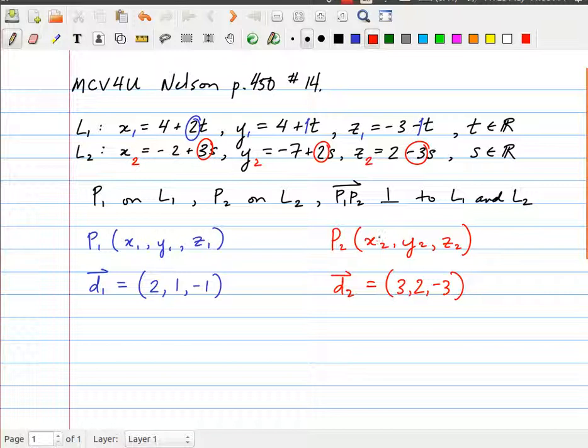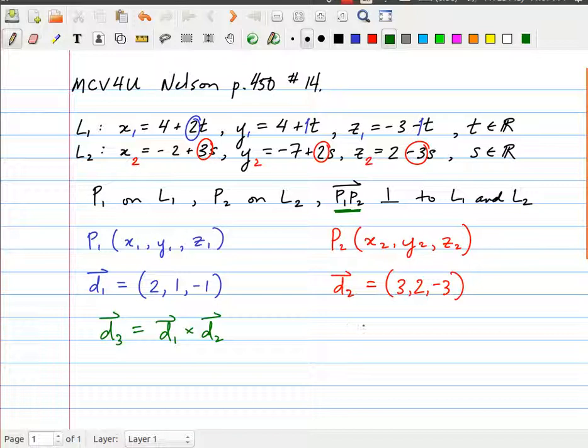So now that I've got my 2 points and my 2 direction vectors, what can I do with these 2 direction vectors? I am told that the vector from point 1 to point 2 is perpendicular to both line 1 and line 2. So when we think about something being perpendicular to two things at the same time, we should be thinking of the cross product. So I've got my direction vector 1, my direction vector 2, and my third direction vector. Now this is not going to be the vector p1p2, but it is going to be a direction vector that's parallel to p1p2. My third direction vector is going to be defined as the cross product of the other two direction vectors.